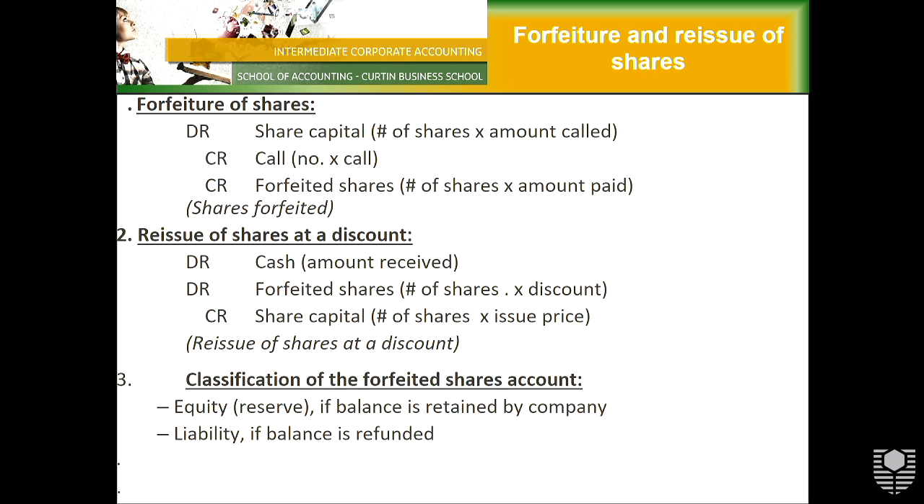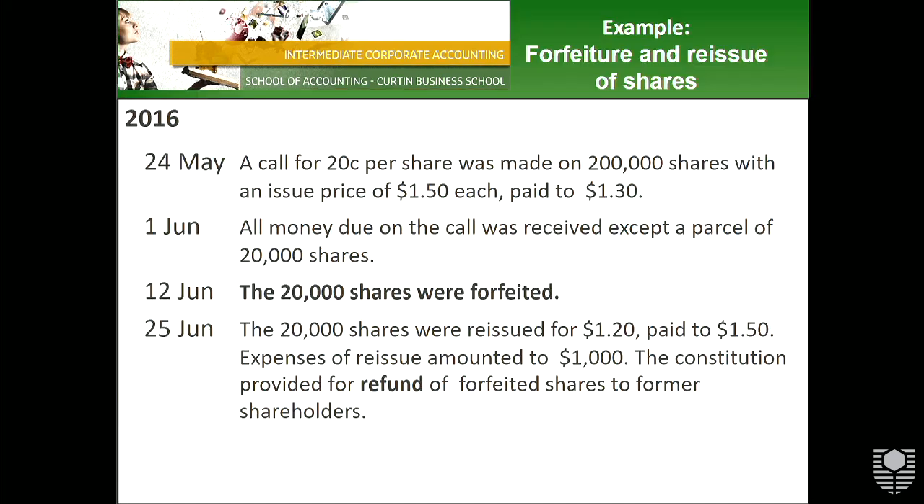If we reissue them, obviously we're going to receive money from the new shareholders, and we're going to have to adjust our share capital. We also have to account for whether or not we're making a discount. That needs to come out of our forfeited shares account before we pay them back. So let's have a look at a proper example here so it all makes sense.